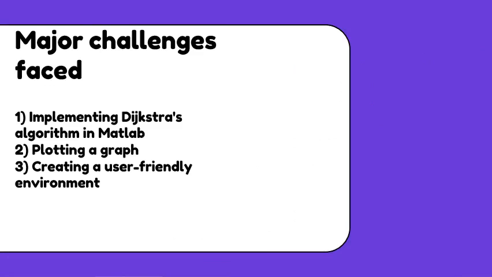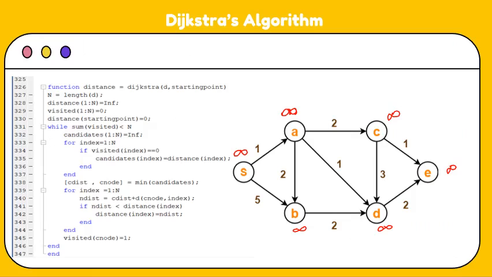Three major challenges that we faced while writing our code were implementing Dijkstra's algorithm in Matlab, plotting a graph, and creating a user-friendly environment. Dijkstra's algorithm is an algorithm to find the shortest distance between nodes in a graph. Such algorithms are used in applications such as Google Earth or Google Maps. Let's look at this plot.